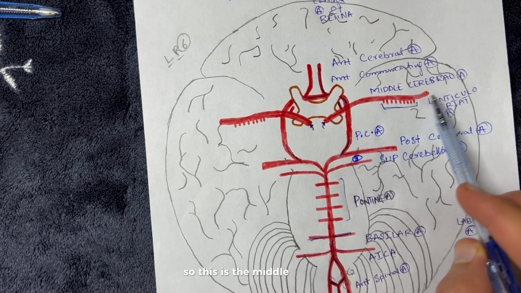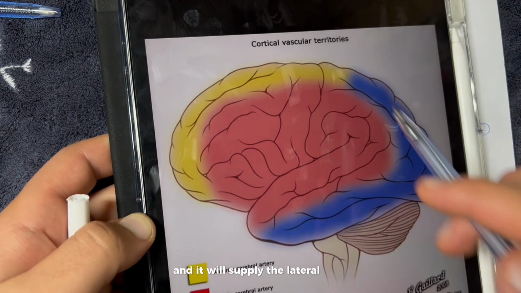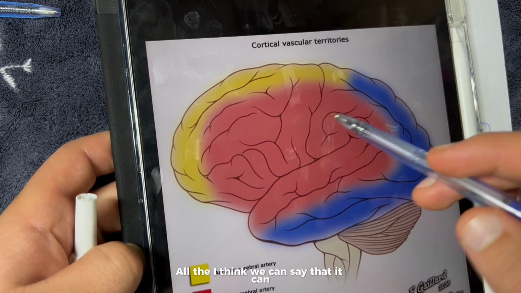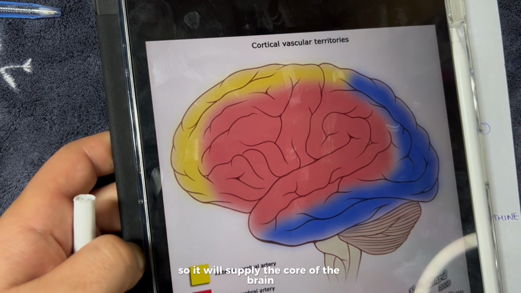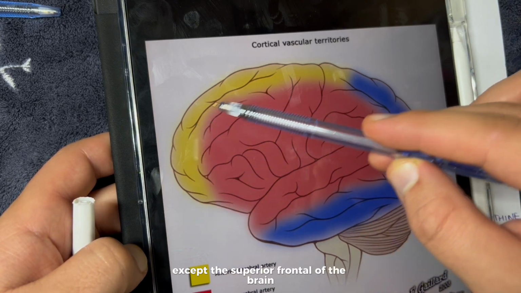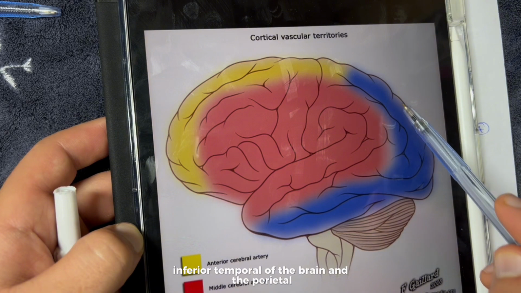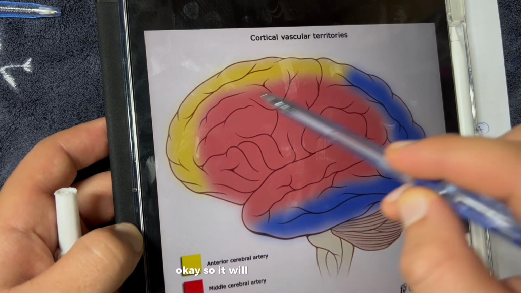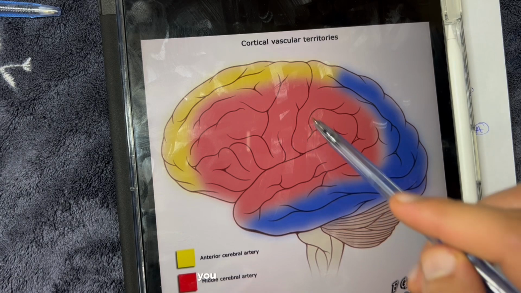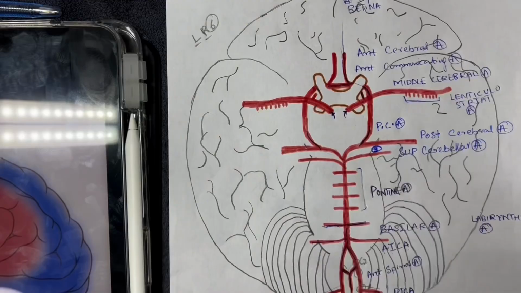Okay, so this is the middle cerebral artery, and it will supply the lateral part of the brain. Although I think we can say that it will supply the core of the brain, except the superior frontal of the brain, the inferior temporal of the brain, and the parietal. So it will supply the middle and the lateral part of the brain. You can see the red part. This is the supply of the middle cerebral artery.